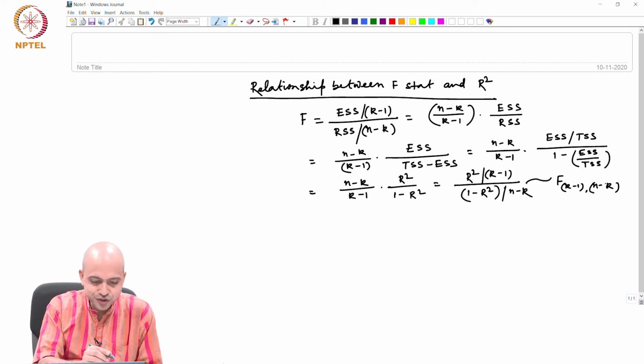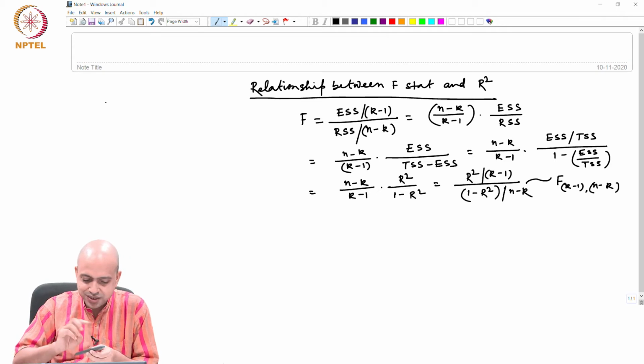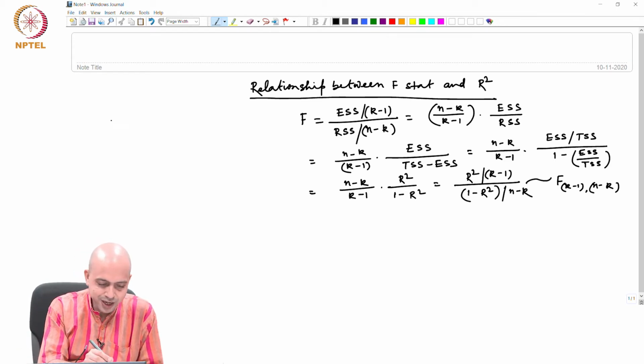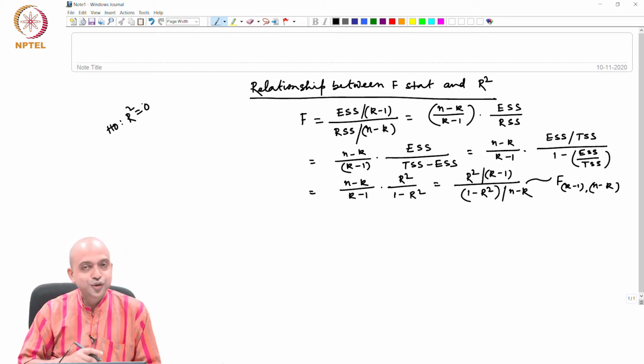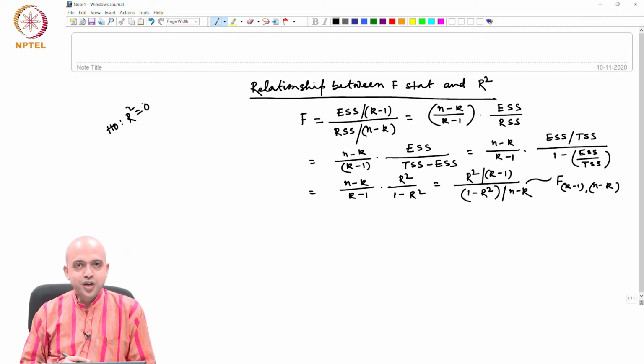What is that hypothesis we can say? The hypothesis says, let us say that our null hypothesis is R square equals 0. That means the model does not have any significant explanatory power. Okay? If R square is 0, that means your model is not able to explain a significant portion of the total variation in your dependent variable. That is why this is the null hypothesis.